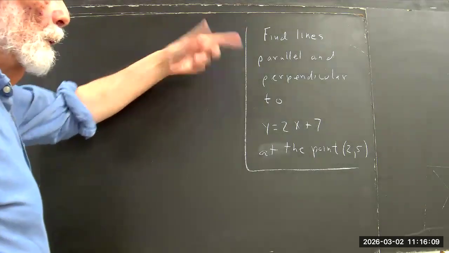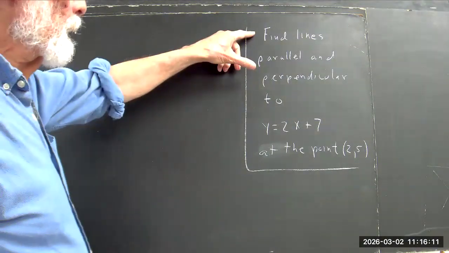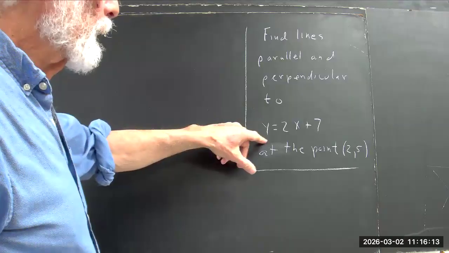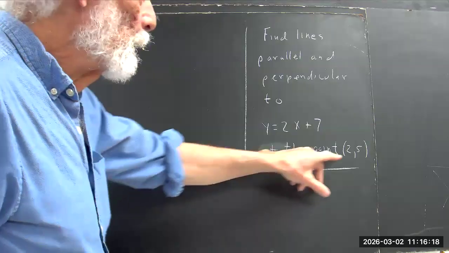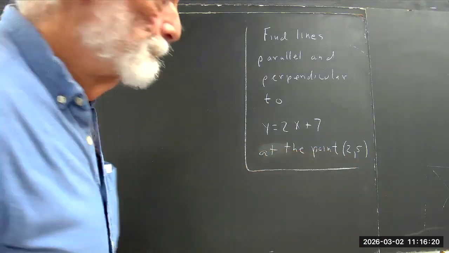Today we started off with a quiz. Find lines parallel and perpendicular to the line y equals 2x plus 7 at the point (2, 5).